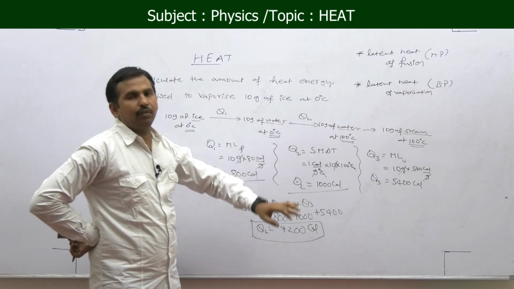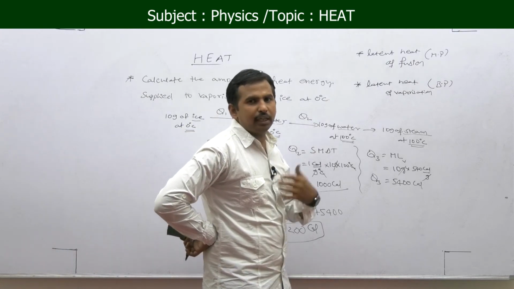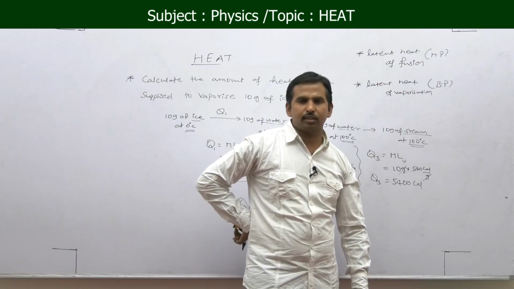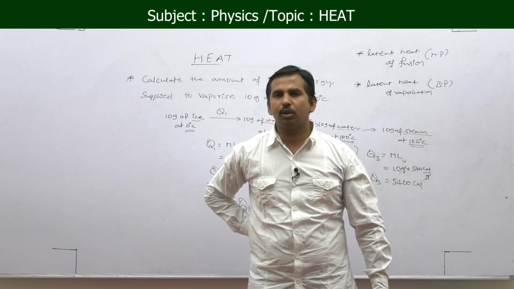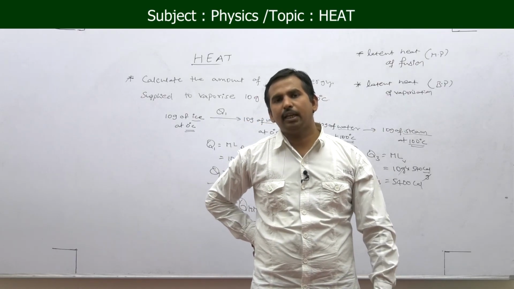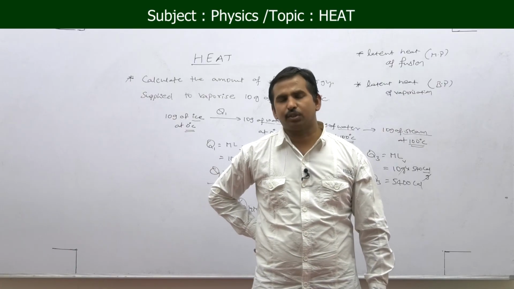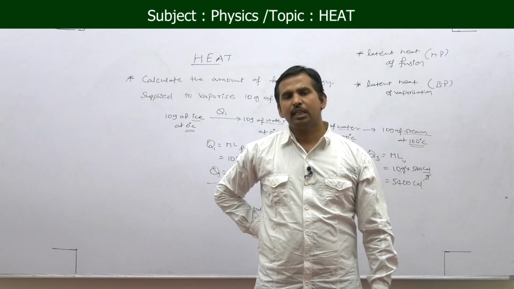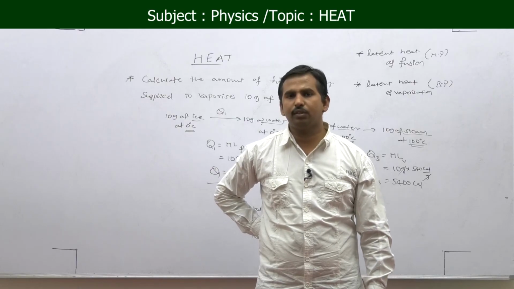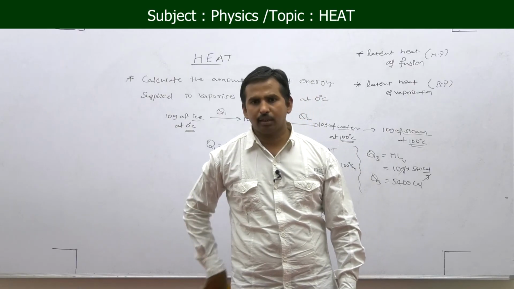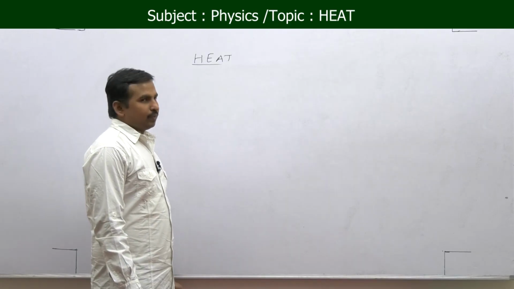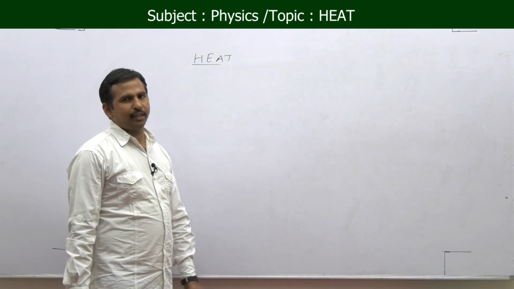So, finally we understood that when there is a change of state, we have to use Q is equal to M into L, where L is the latent heat capacity. When there is a change of temperature, there we have to take specific heat capacity, Q is equal to S m delta T. Now we will see a numerical example on the latent heat capacity.